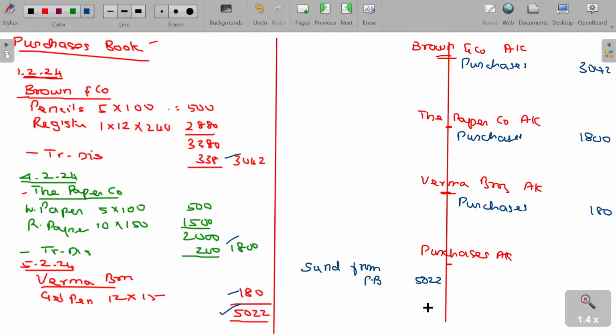One entry for purchases, another one is for sales. Another one is sales return and purchase return. Then we have to go for the cash book. After completion of all these subsidiary books, we'll go for a comprehensive illustration, the 9th one. Okay, let's now move on to the next one. Clear?